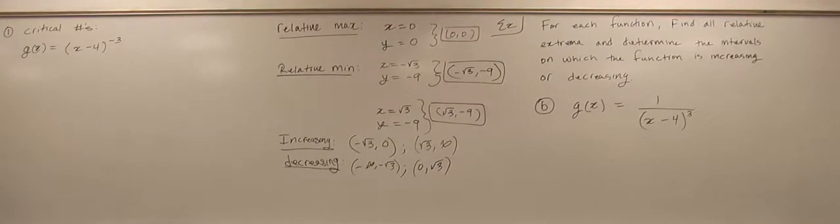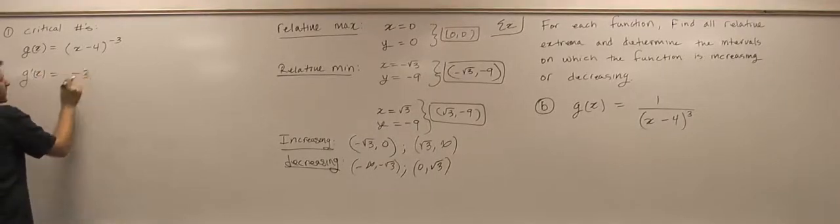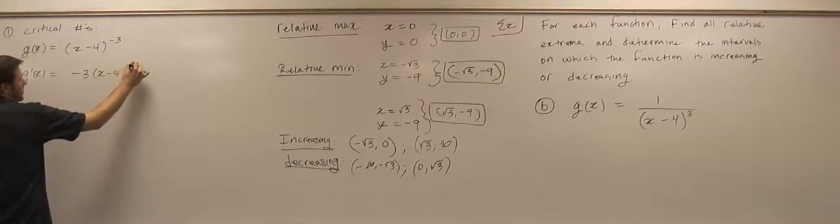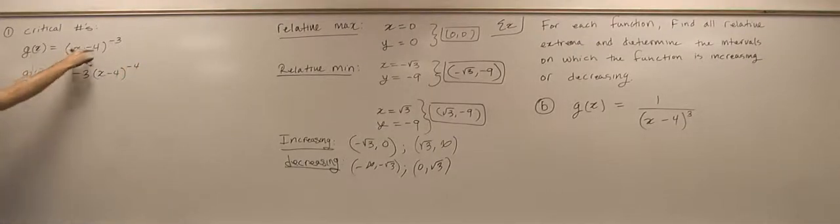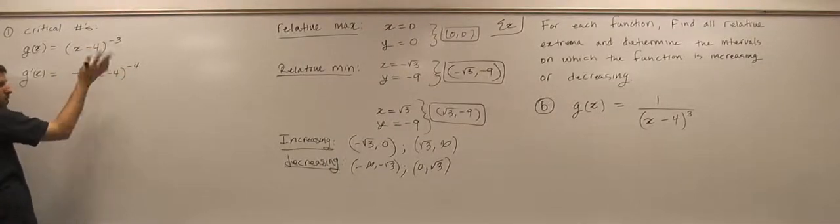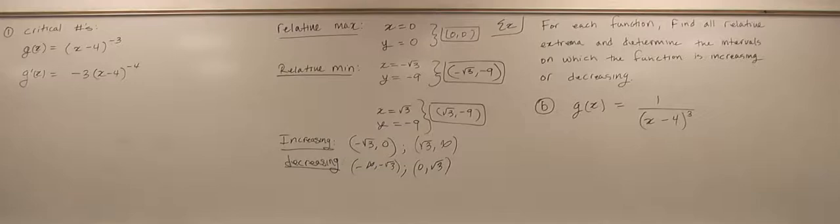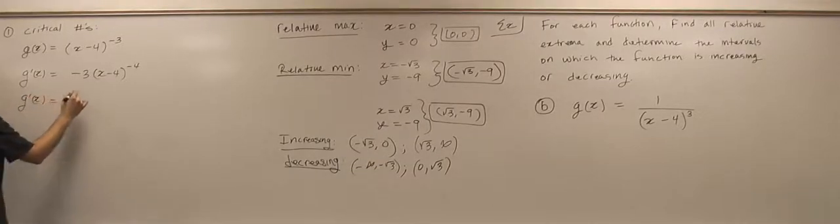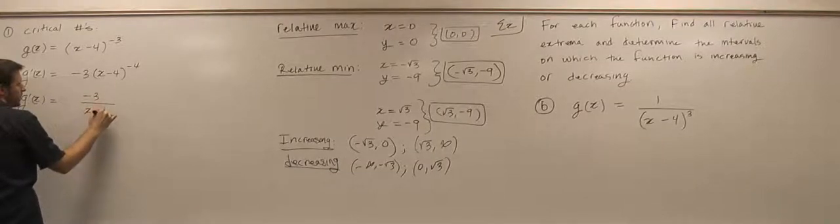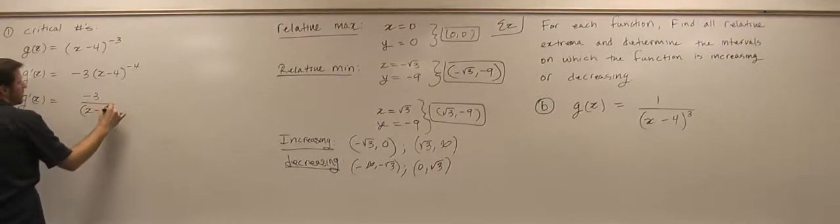Then I do the derivative. So g prime of x will be equal to negative 3 times x minus 4 to the negative 4. And then you would multiply by the derivative of the inside, but what's the derivative of the inside? Just 1, so I'll not worry. So g prime of x equals negative 3 over x minus 4 to the 4th.